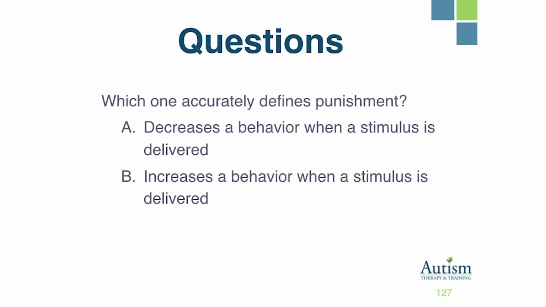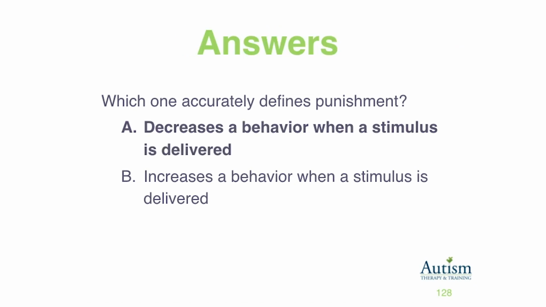Which one accurately defines punishment? A, decreases a behavior when a stimulus is delivered. B, increases a behavior when a stimulus is delivered. And the correct response is A, decreases behavior when a stimulus is delivered.